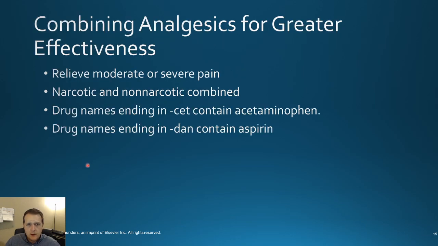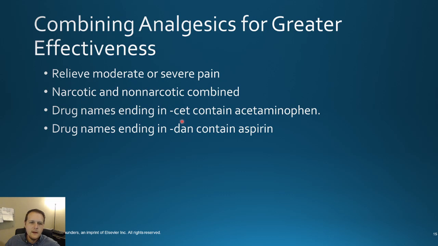Now, frequently we'll go ahead and combine analgesics to get better effectiveness, and this is good for more moderate and severe pain. That's why we frequently see opioids mixed with non-opioids. So, for instance, hydrocodone and acetaminophen is Lortab or Norco. It's one of the most prescribed drugs in the U.S.